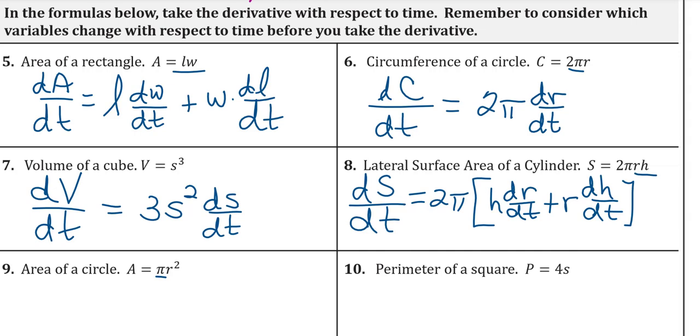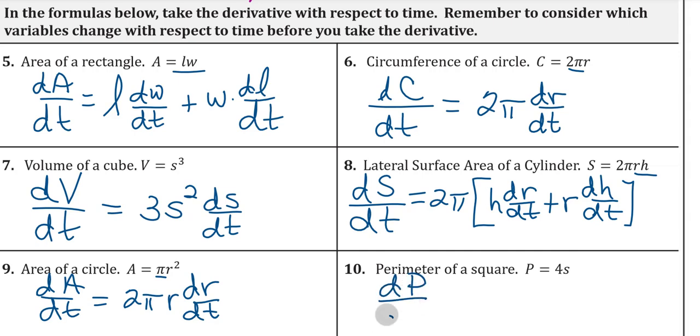Again, pi is a constant, so dA/dt is going to equal 2 pi r dr/dt. And the last one, the perimeter of a square is 4 times the length of the side. So the change in perimeter with respect to time is going to equal 4 times the change in the side length with respect to time.